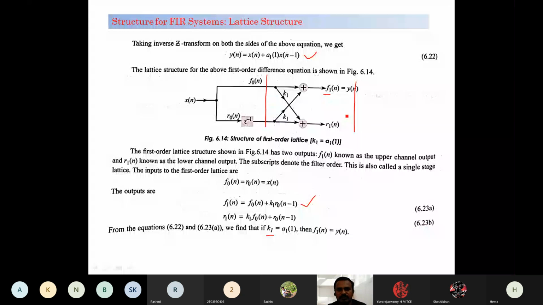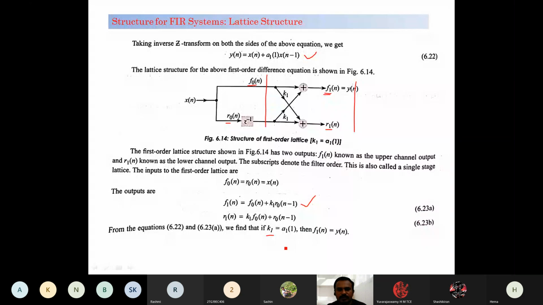So the initial stage, zero order, is f0 and r0. First order f1 r1. Second order f2 r2. And here for first order, the coefficients are the cross-connected values. The values are k1 for first order, for second order it is k2, third order k3, and so on. So this structure is going to increase as we increase the order of the filter.